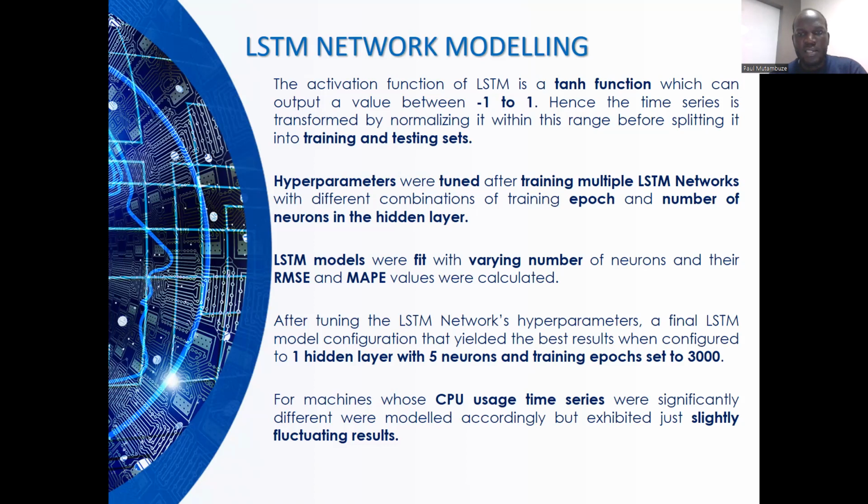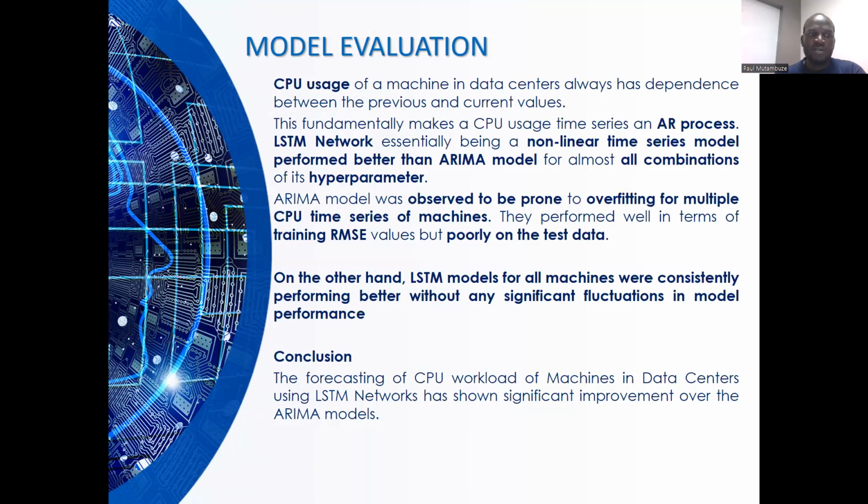After tuning the LSTM hyperparameters, the final LSTM model configuration that yielded the best results was one hidden layer, 5 neurons, and training epochs set to 3000. Machines whose CPU usage time series was significantly different were modeled accordingly, but exhibited just a slight fluctuation in the results. CPU usage for machines in the data center always has a dependency between the previous and the current values. This phenomenon makes the CPU usage time series an AR process.